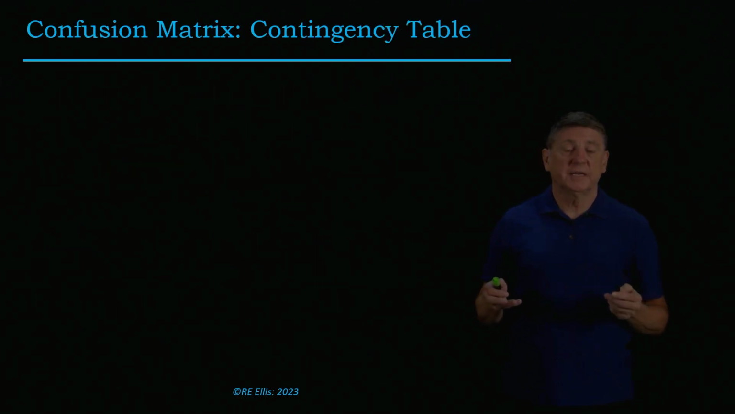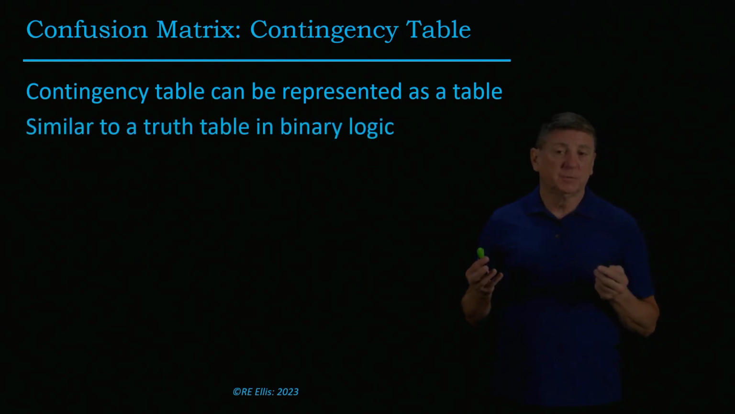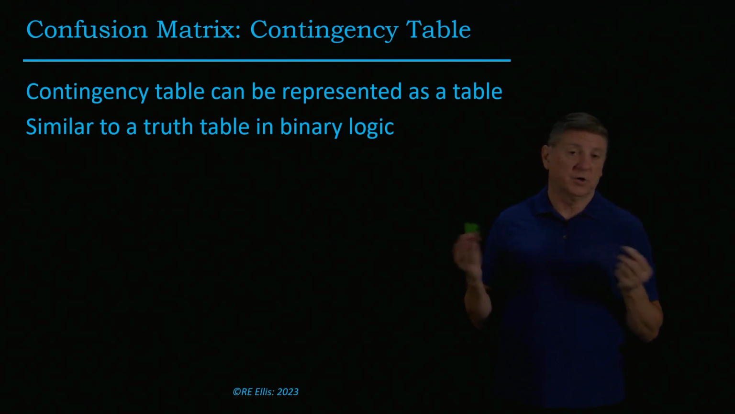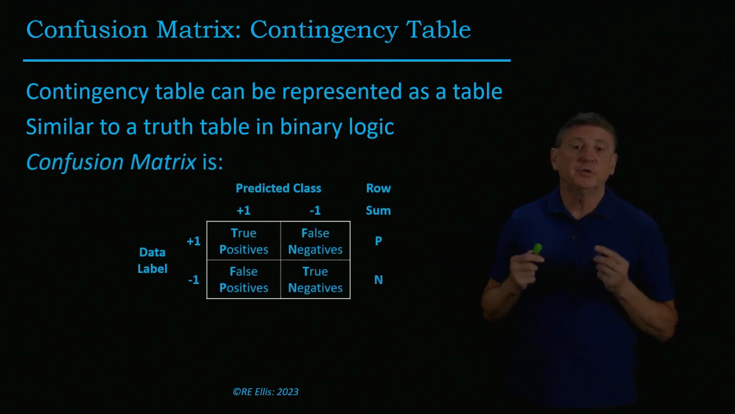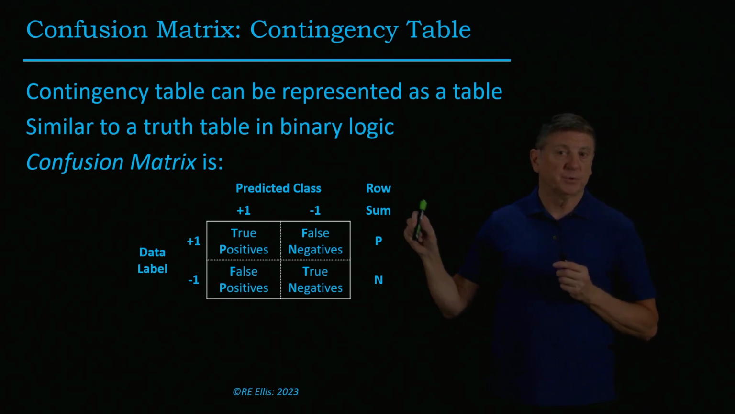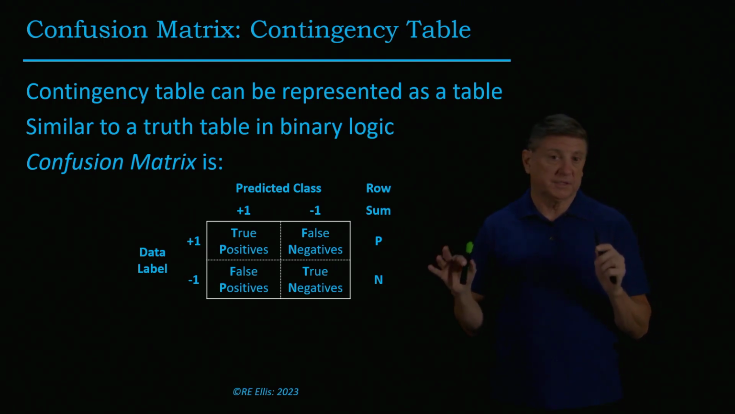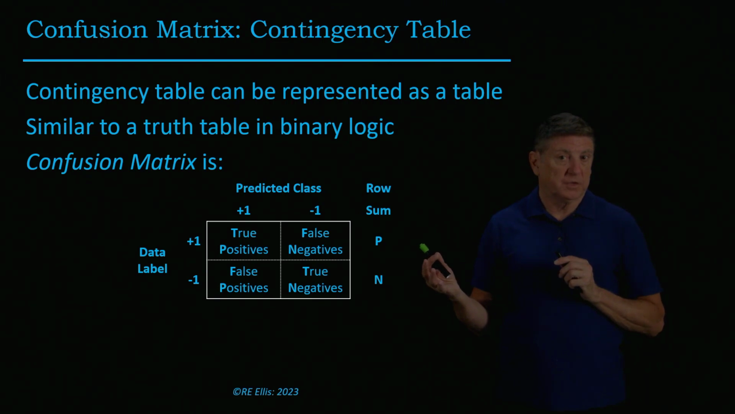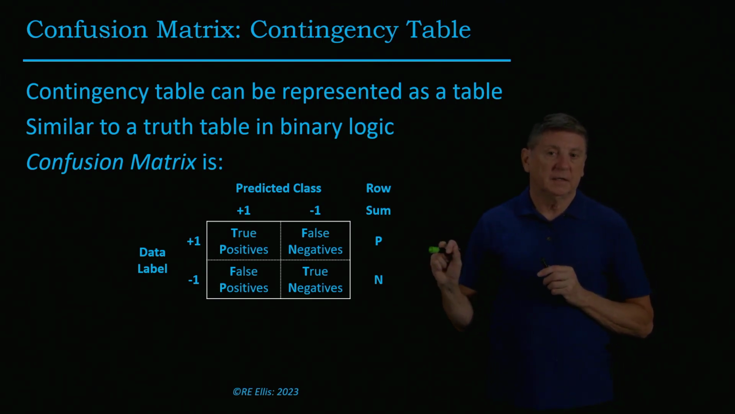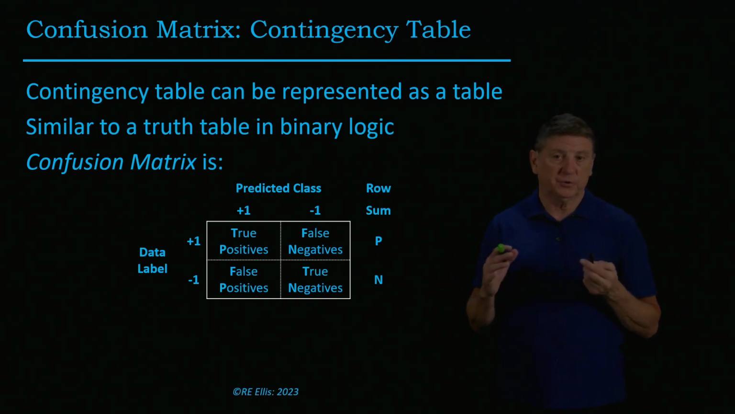A confusion matrix is another term for a contingency table. Contingency table is a more formal term. Confusion matrix is a very common term in data analysis. And this is similar to a truth table in binary logic, and you took logic probably about a zillion years ago. A confusion matrix looks like this. The way that we will write it is that the labels are rows and the predicted classes are columns. In some documents, in some sources, these might be transposed. And we'll always write the label +1 first and the label -1 second. Again, this might vary depending on your source.